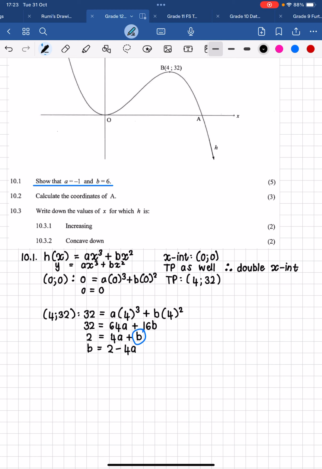All right, so B is equal to that. Guys, if you get to this point, you can already get 1, 2, maybe even 3 marks.